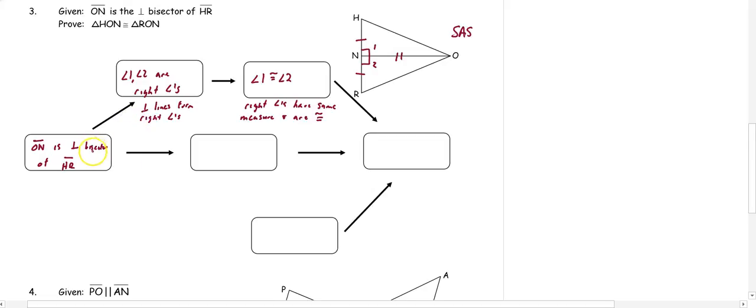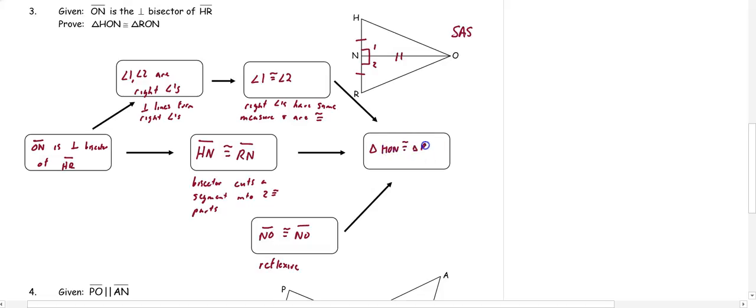Then the other part of our perpendicular was the bisector part. So in this box, we're going to use that the bisector created HN congruent to RN, and the reason would be a bisector cuts a segment into two congruent parts. And then the last piece that we marked that gets its own box is the reflexive property. So we have NO is congruent to NO by reflexive. So we can say that our triangles are congruent using the method side angle side.